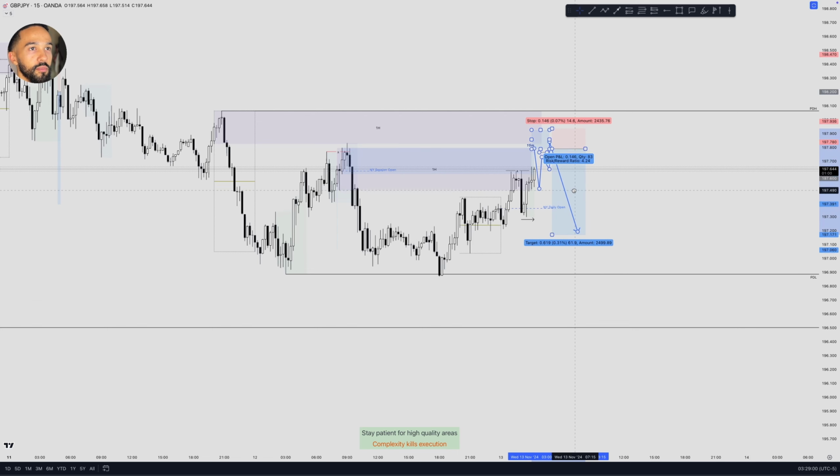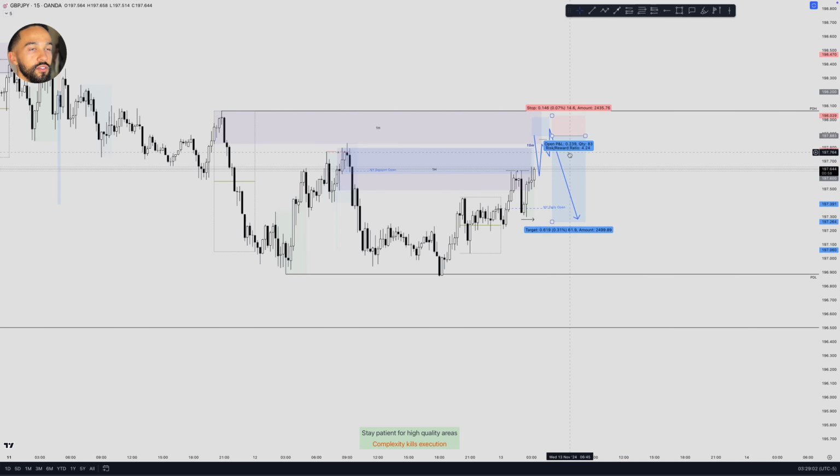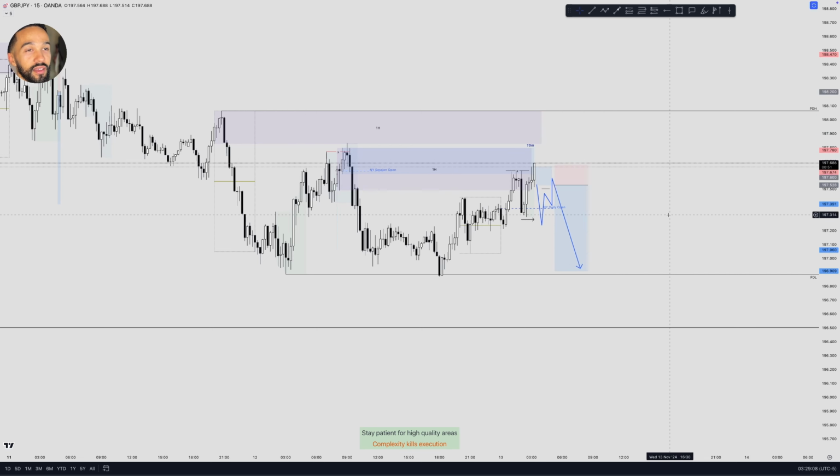Of course, this may happen up here as well. Some sort of structures formed on the way up, and we could get a breakdown from here and continue with that bias. We've got a lot of momentum at the moment, so we'll see how this goes.